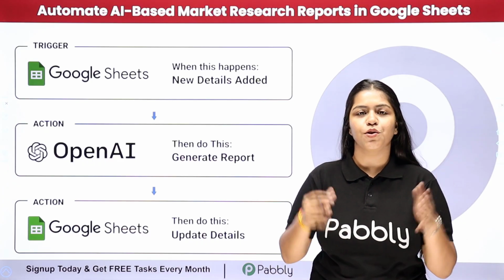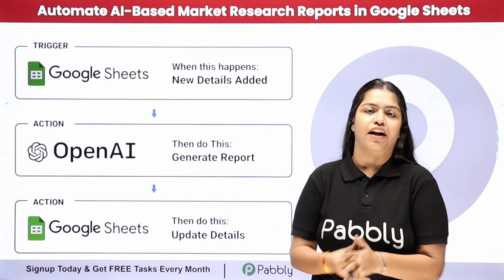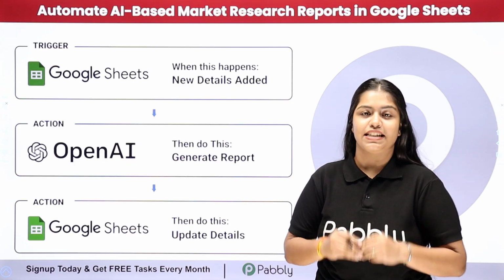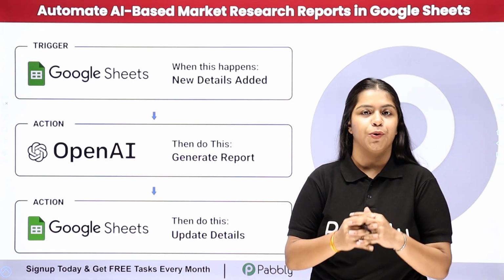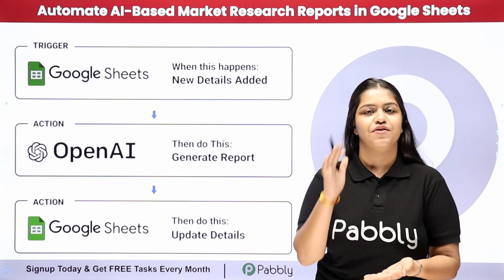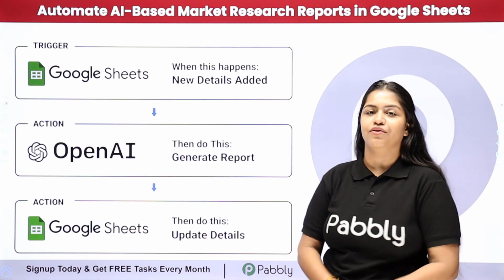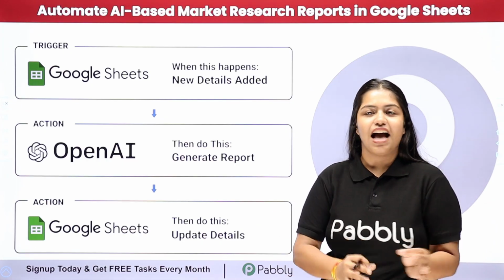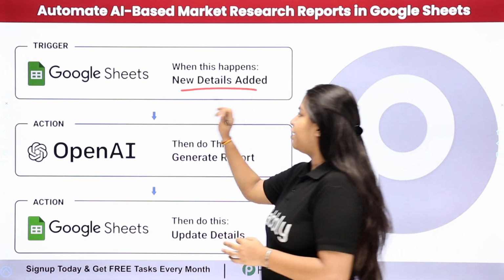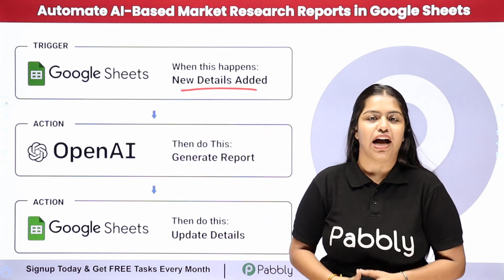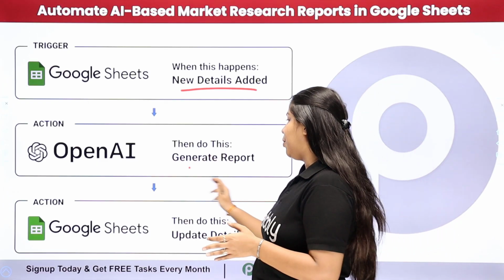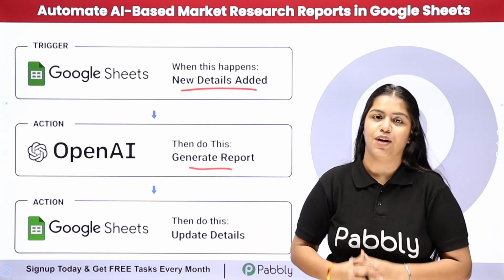So like you, I also used to manually generate all the market research reports, but this is such a time-consuming and error-prone task. So to solve this problem, I've simply created this amazing automation where, as soon as I add the details into my Google Sheets, automatically my AI agent is going to generate me the report, which we can further add back into our spreadsheet.